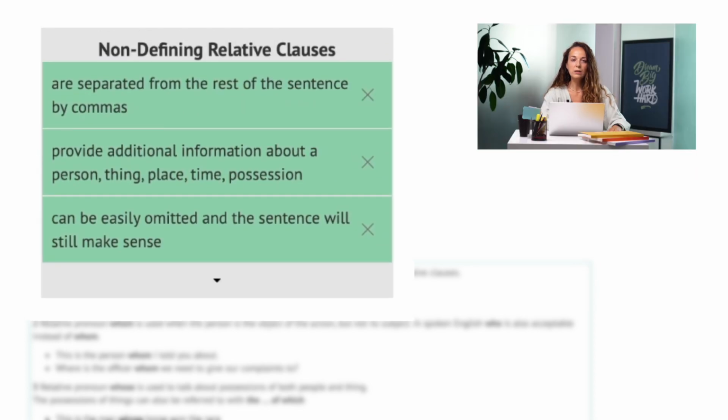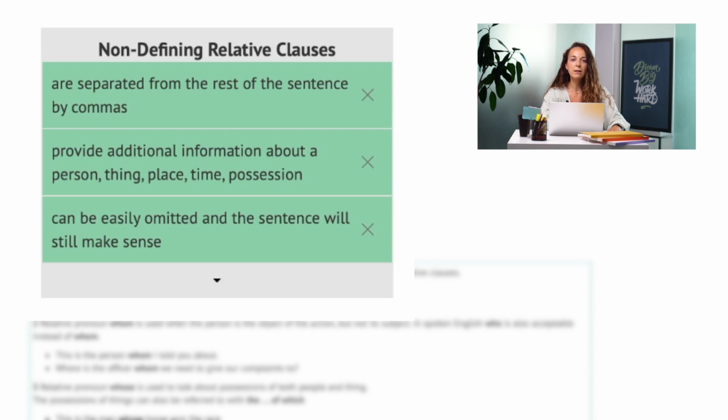Non-defining relative clauses give us additional information that we could easily do without. We can easily omit these clauses and would still understand what's going on. Non-defining relative clauses are always separated from the rest of the sentence by commas.